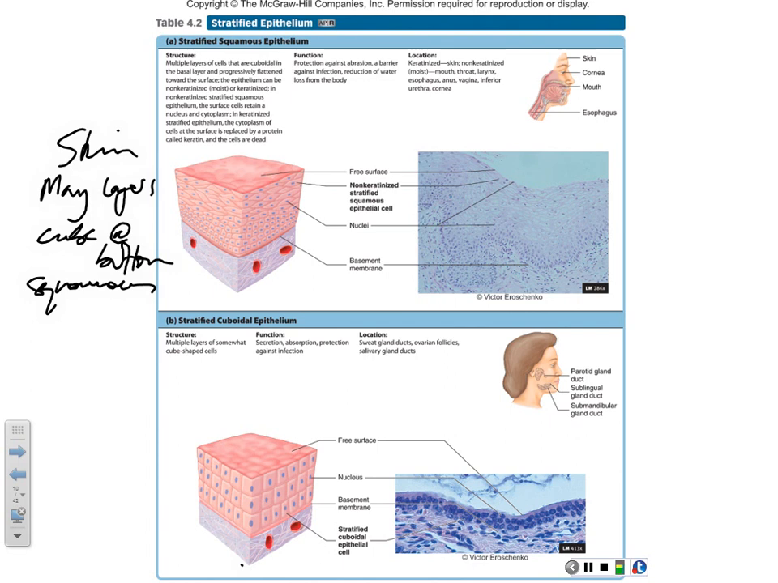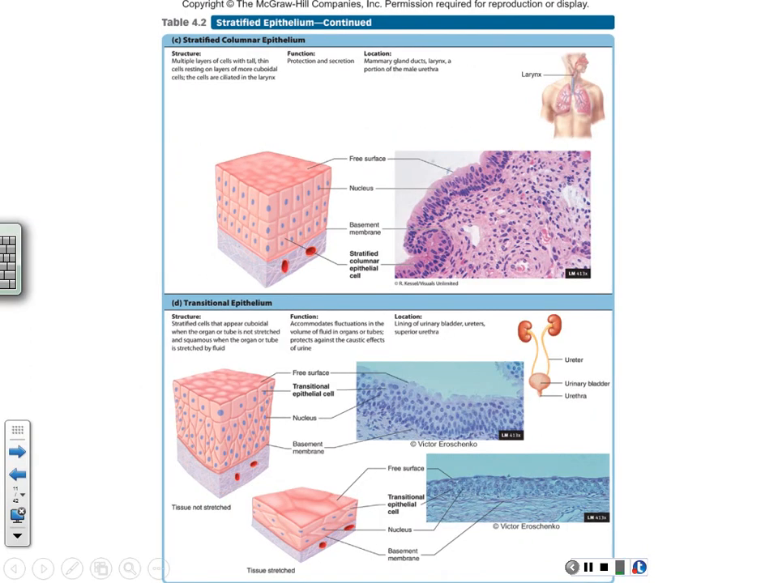So these ones, secretion. When you look at the function, you get secretion over there, absorption, protection against infection. So that's multi-layered and cuboidal. All right, so stratified columnar. These are column-shaped. The bottom ones appear a little cuboidal. Again, like the larynx.